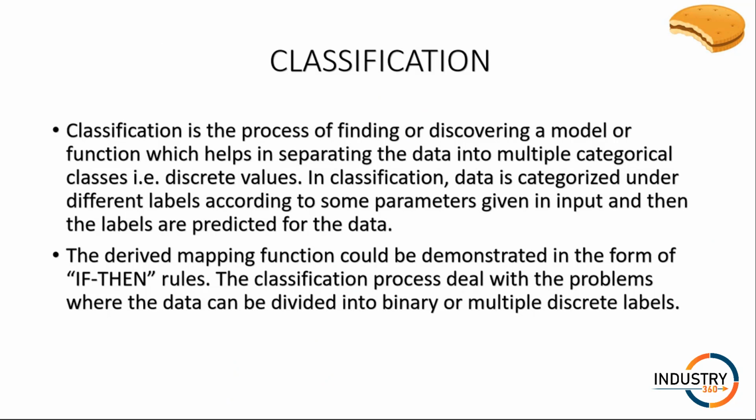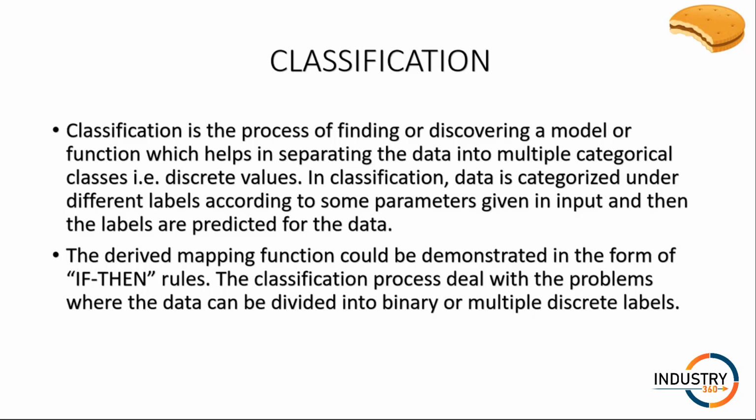The first is classification. Classification is the process of finding or discovering a model or function which helps in separating the data into multiple categorical classes, for example, discrete values. In classification, data is categorized under different labels according to some parameters given in input and then the labels are predicted for the data. The derived mapping function could be demonstrated in the form of if-then rules. The classification process deals with the problems where the data can be divided into binary or multiple discrete labels.